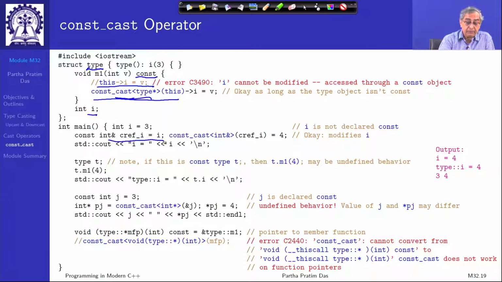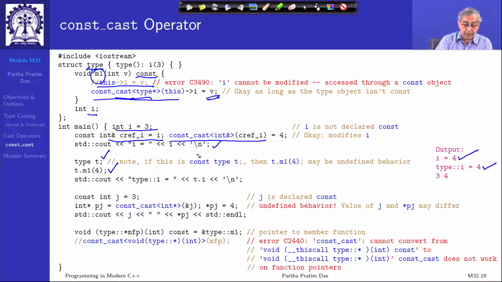Here is an integer variable and a constant reference to that. You cannot certainly assign anything to this C ref I, but you can strip off the constness of the reference and make an assignment to it. If you print, you will get the value 4. You have a type T object, you can invoke T dot M1, M1 is the const member function. So, a non-const object can always call a const member function. If you do that, it will get changed to 4 and 4 will be printed.